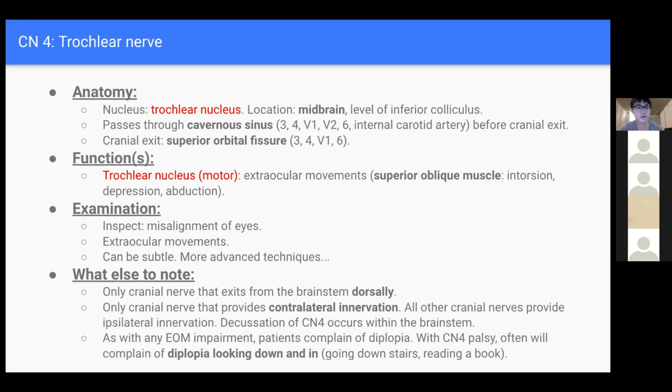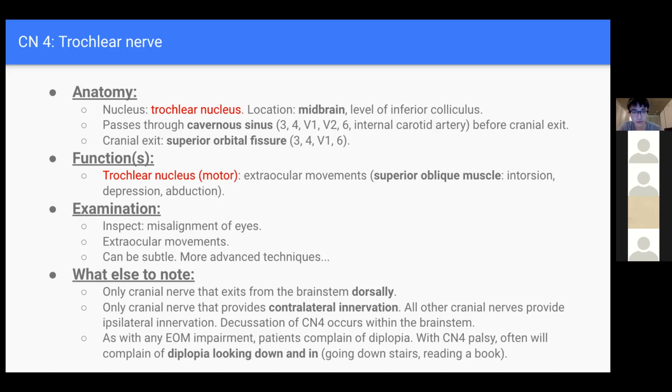Fourth nerve, trochlear nerve. So the trochlear nerve is a very simple nerve, has one single nucleus. It's the trochlear nucleus. This one's in the midbrain at the level of the inferior colliculus, so it's a little lower than CN3. This nerve also passes through the cavernous sinus, and it exits the superior orbital fissure as well, same as CN3.